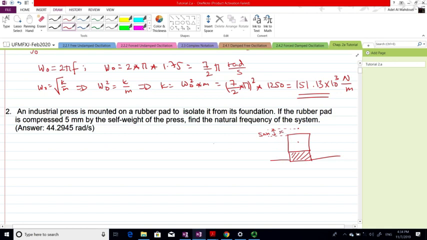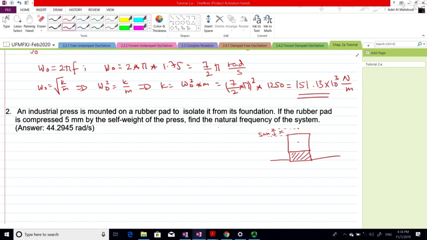Let's call it X. Find the natural frequency of the system. We need the natural frequency of the system. How can we find that? We don't have the stiffness of the rubber pad. We don't have the mass of the press. We only have the displacement of the rubber pad.